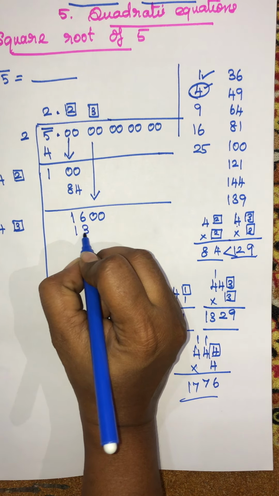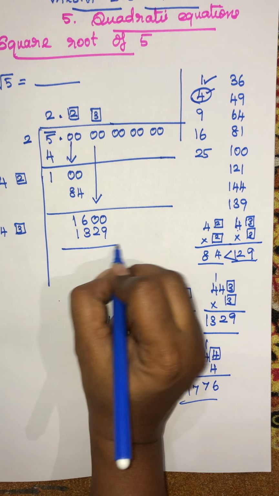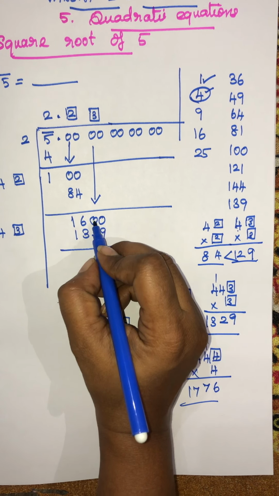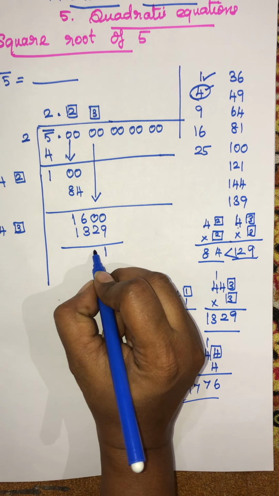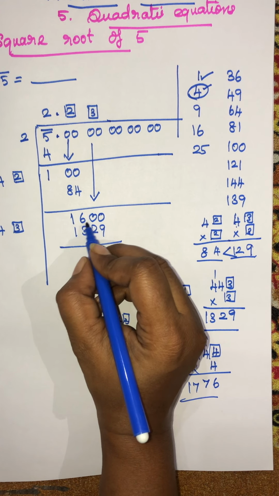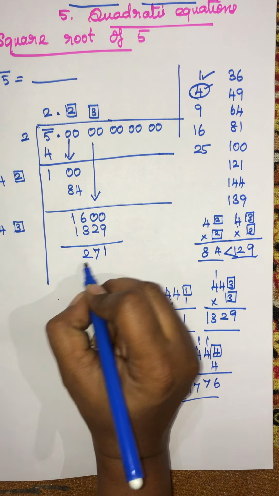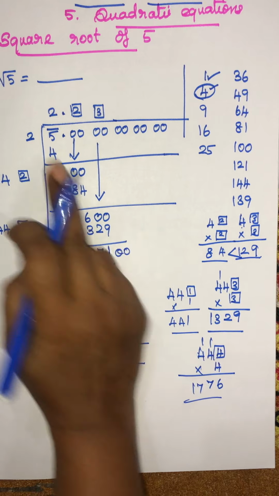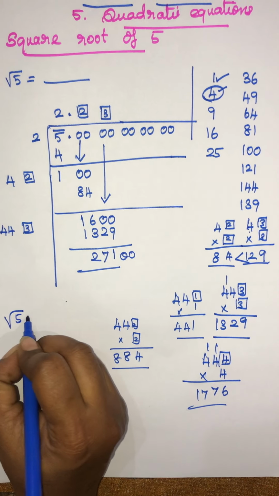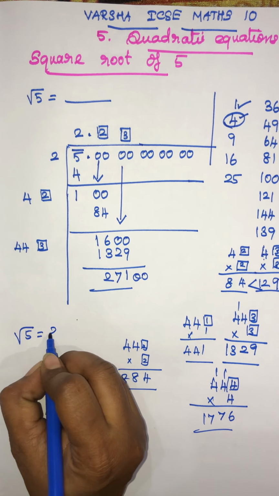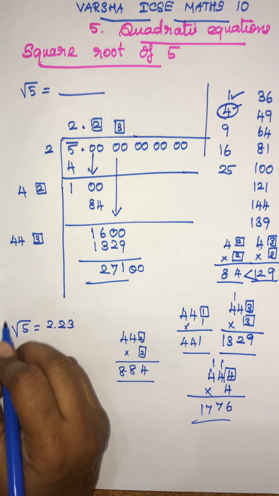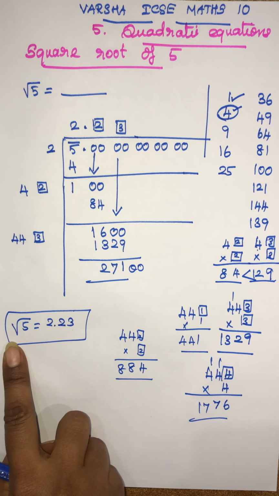So 1300. Again you subtract: 9 minus 2 is 7, 6, 5, 5 minus 6, and so on, students. So you get the root of 5. What is your answer? 2.23. This is what the square root of 5 is.